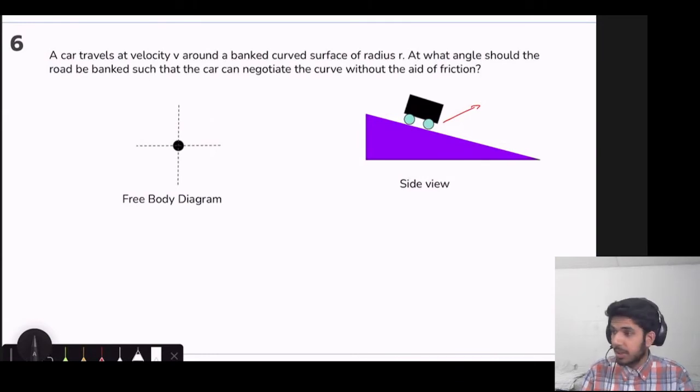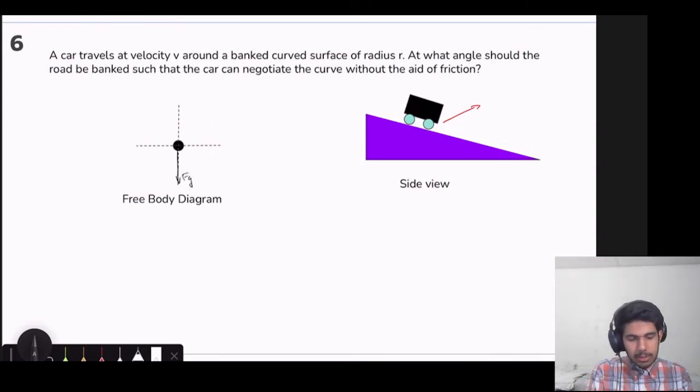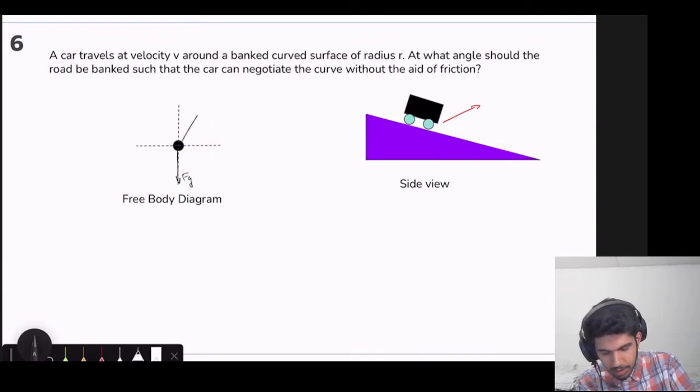What are the forces going on here? Well, hopefully you're screaming out gravity, gravity, and you should be, because gravity is present. So gravity points downwards. And let's see, normal force. Well, the normal force is perpendicular to the surface. So since the surface is at an angle, the normal force should also be at an angle. So in this case, the normal force looks something like that.